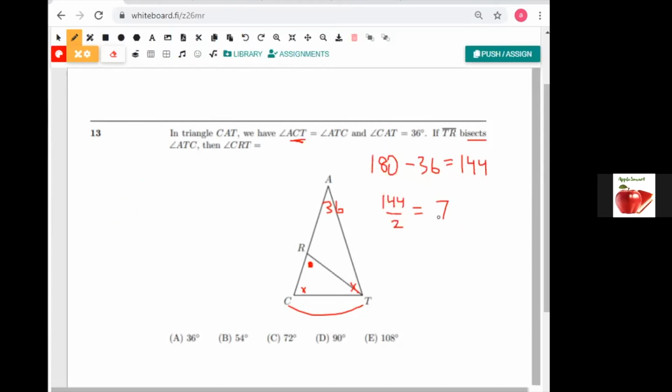All right, so 72. So I know that this is 72, and this one is 72. So I'm going to write equals 72 here. Well, this angle, what happened to this angle? It got bisected, right? Which means cut in half. What's half of 72?